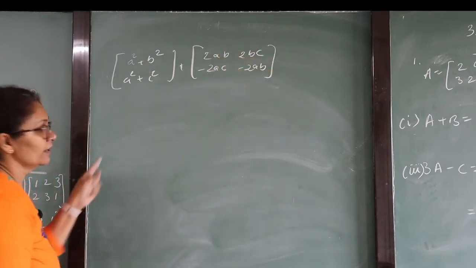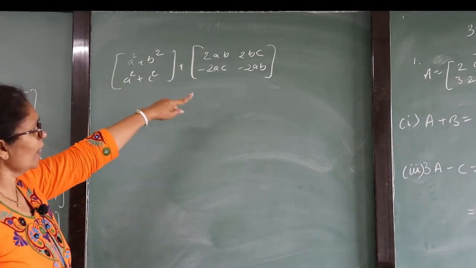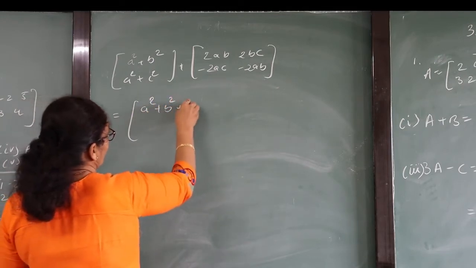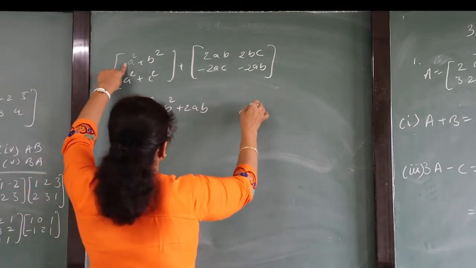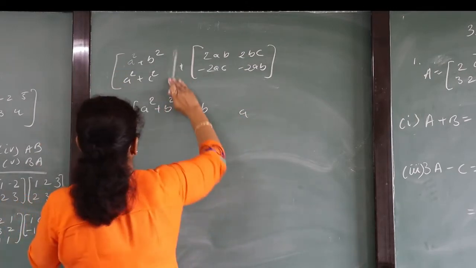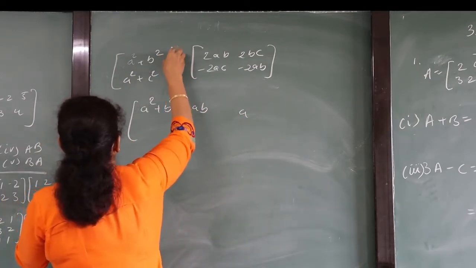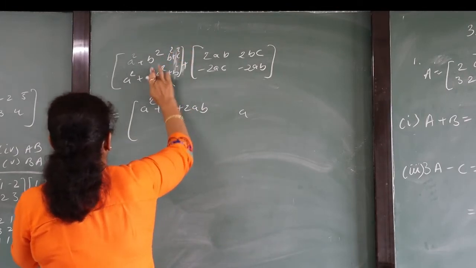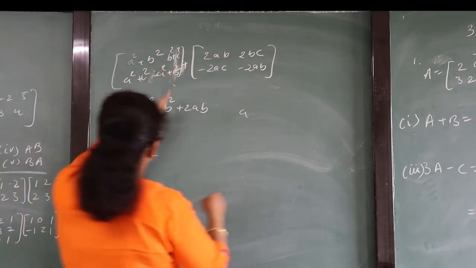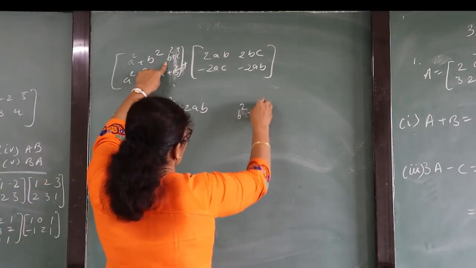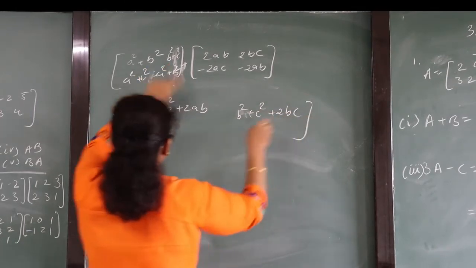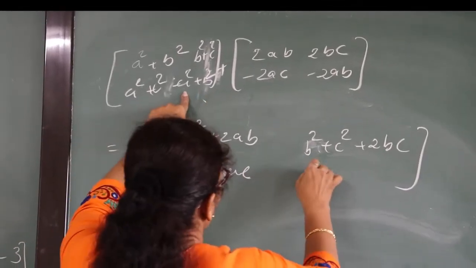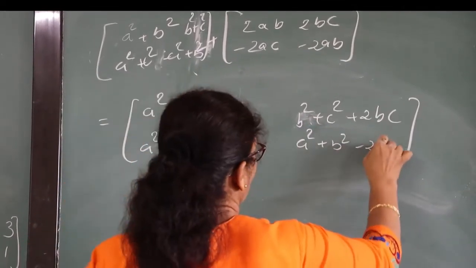Now this addition is given, so you already know it. When you add it, it is your formula only. What is it? A square plus B square plus 2AB. Similarly, sorry, I have written only one: B square plus C square and A square plus B square. Okay, so now B square plus C square plus 2BC. Similarly, A square plus C square minus 2AC and A square plus B square minus 2AB.